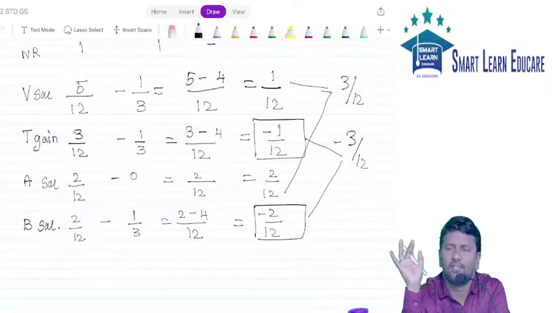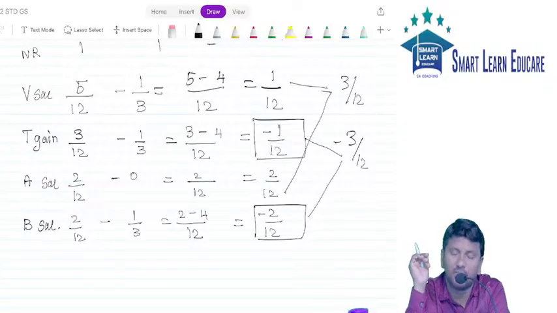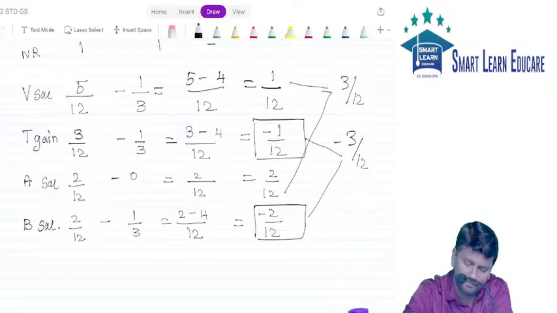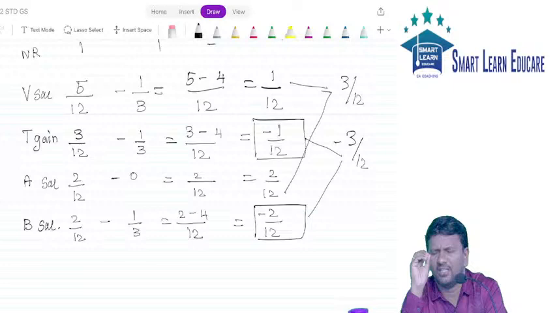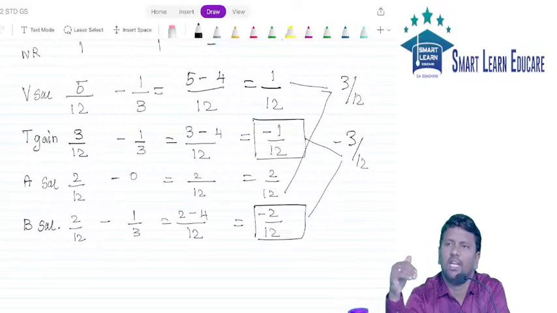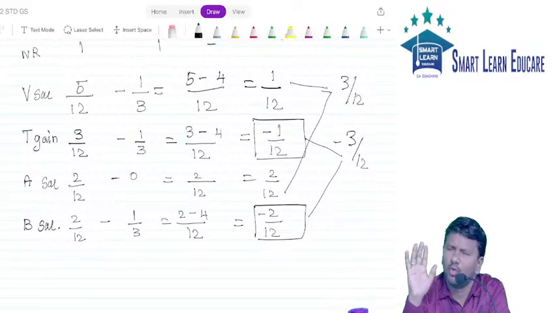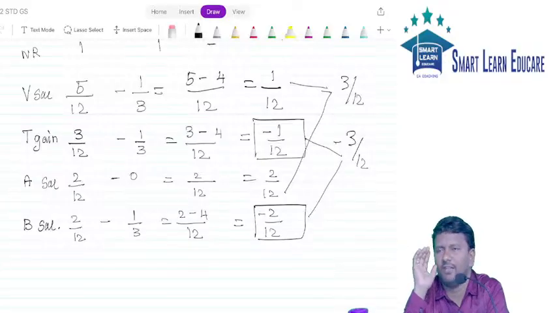First step, please complete up to this first step. Once you know who is sacrificing and who is gaining, then journal entry will be very easy. Gaining partner's capital account debit to sacrificing partner. That's it. Very very simple.